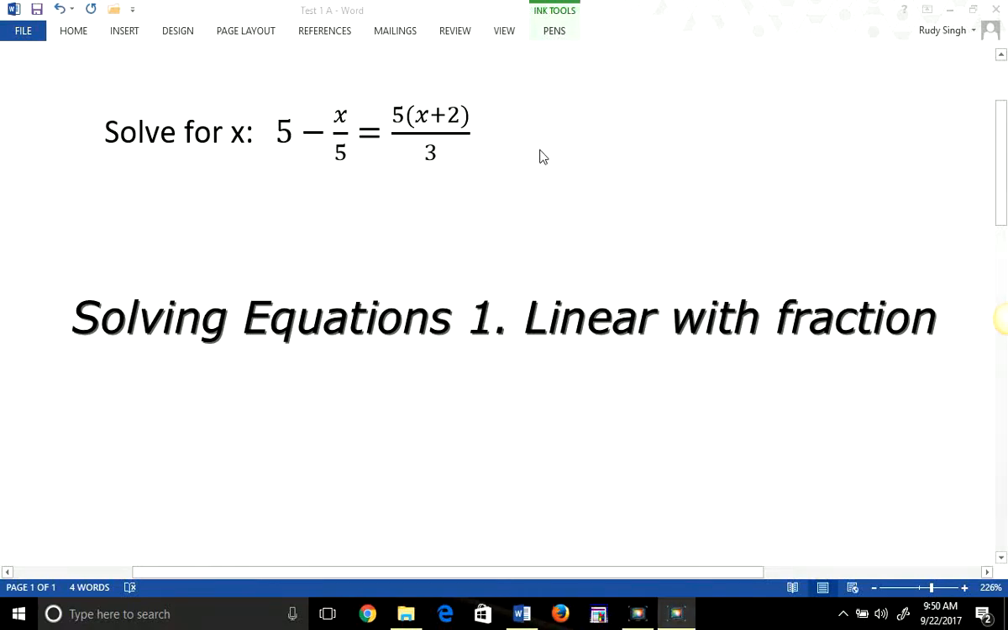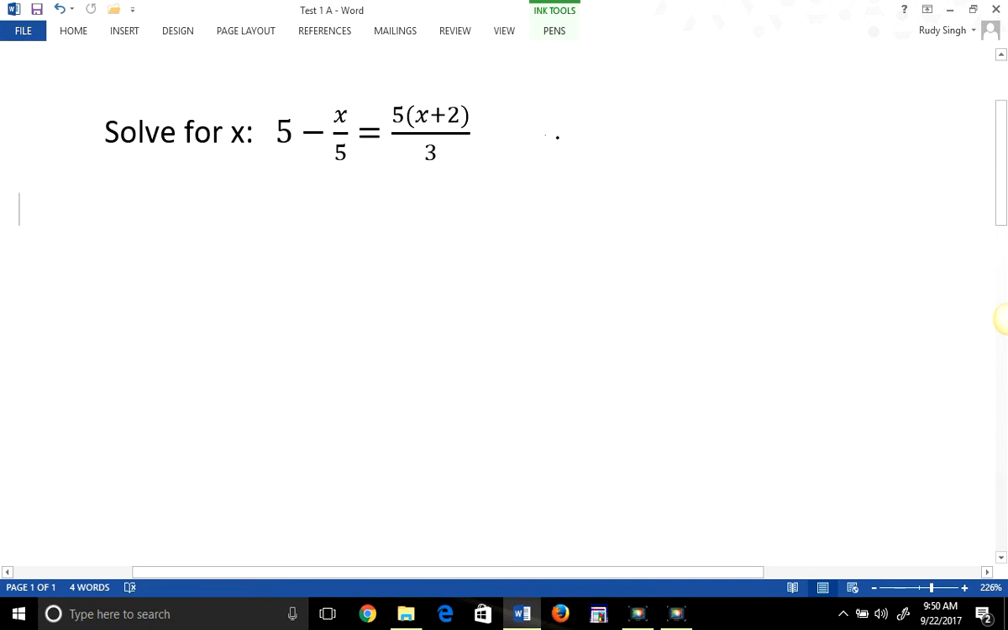So we want to see how to solve this linear equation. And the first thing, we notice we have some denominators, so we find the LCD. And the LCD in this case is 5 times 3, which is 15. So you multiply everything by 15.